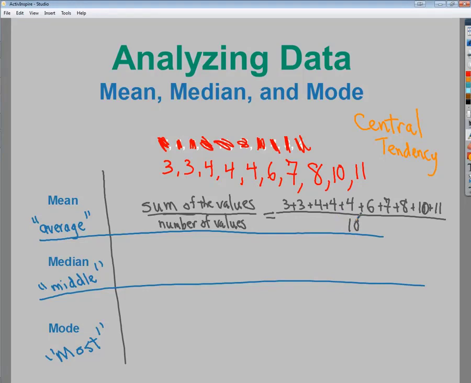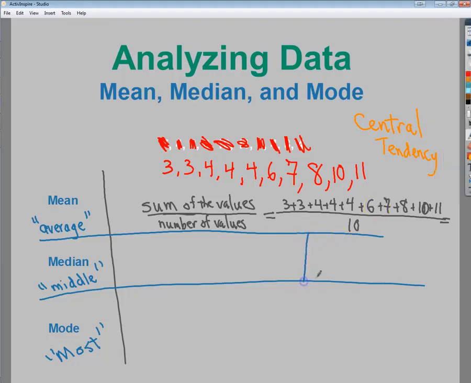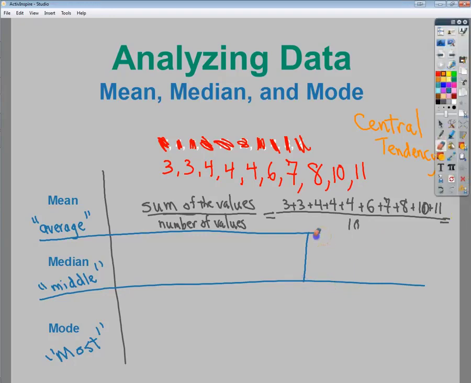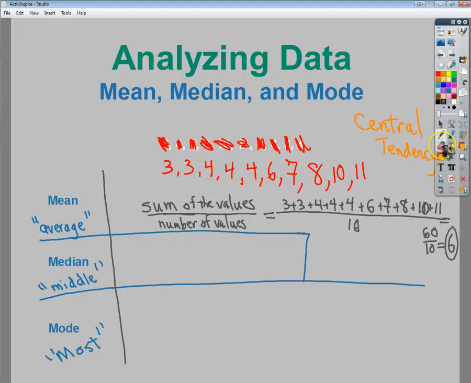So I end up with a total value in the numerator of, I'm going to have to make a little space for myself. Messed that one up, didn't give myself enough room. Anyway, I end up with a numerator value of 60 over 10, so my mean value is 6. That's how that setup works.